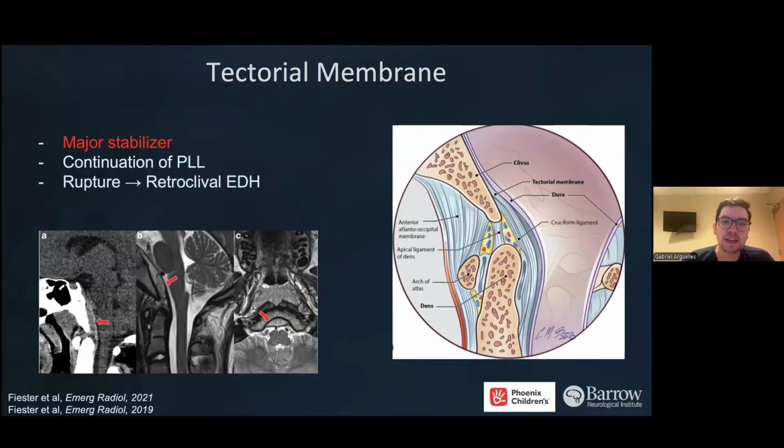Whenever the tectorial membrane is incompetent or ruptured, it can range from a variety of things. It can go from just being stripped off the clivus to being ruptured entirely. If it's stripped off the clivus, you can often see a retroclival epidural hematoma, and that's one thing that's associated with AOD, or AO dislocation. And here's a nice depiction of that on the bottom left.